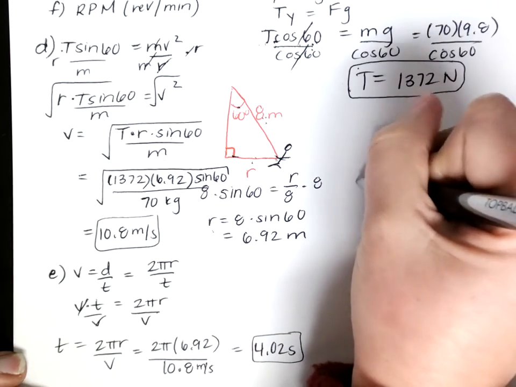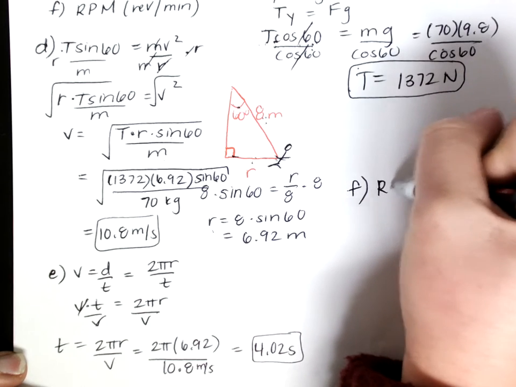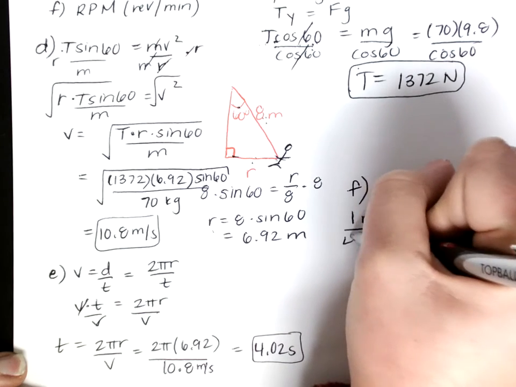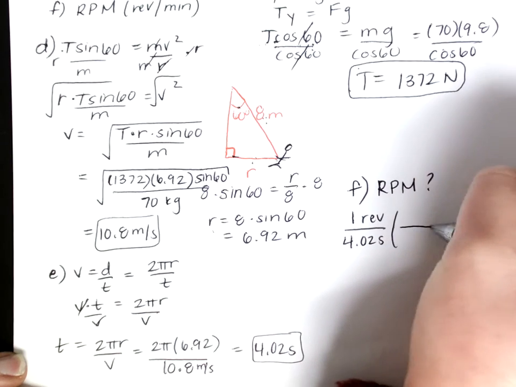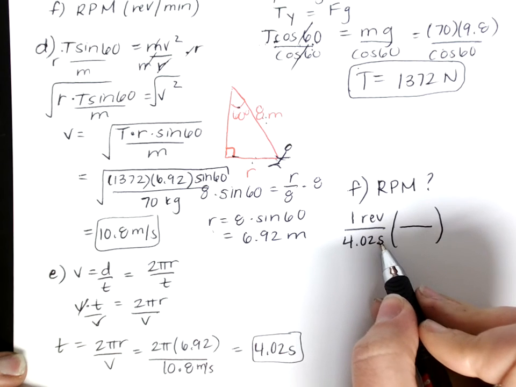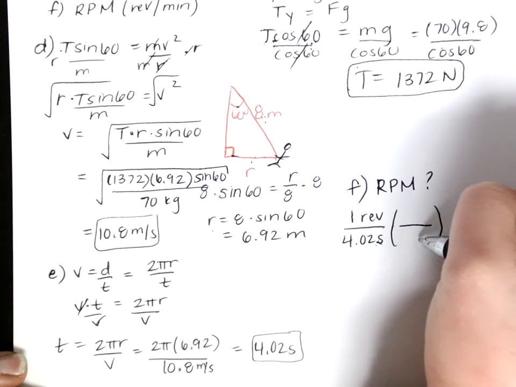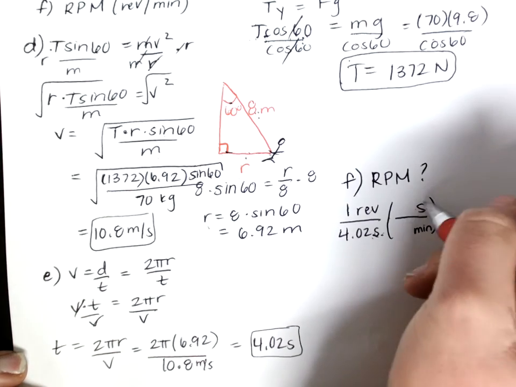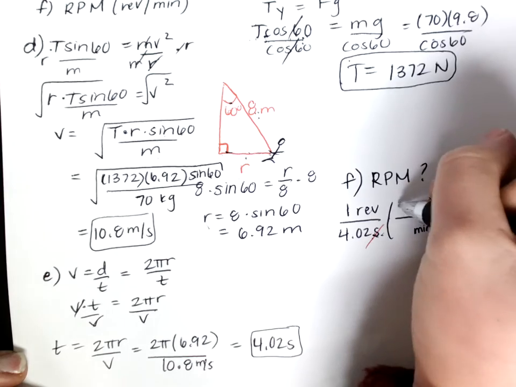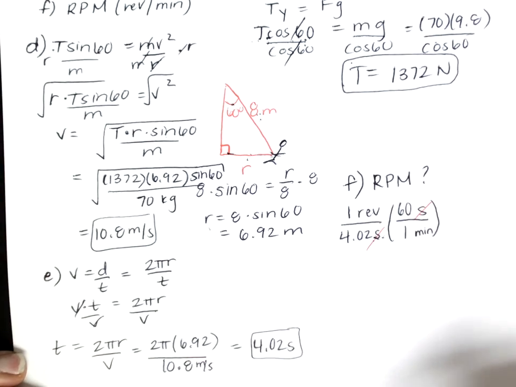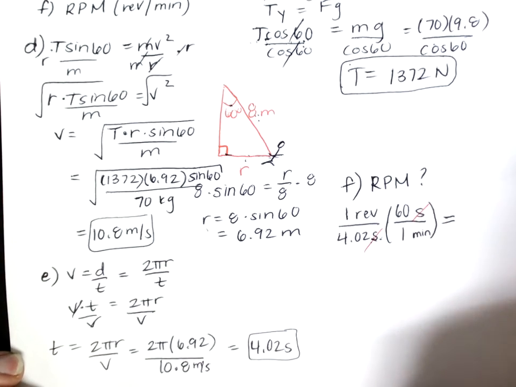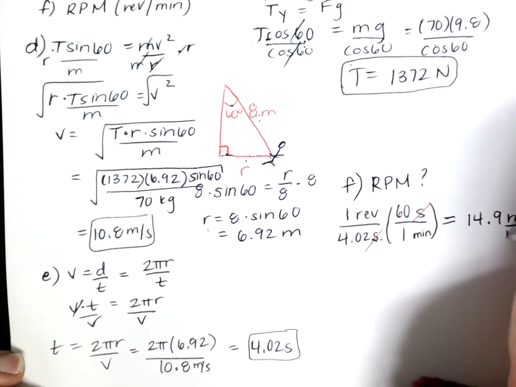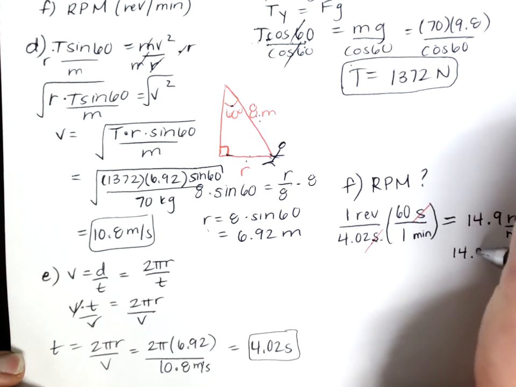Now if we want to figure out part F, which is revolutions per minute, we know that one revolution takes 4.02 seconds. Since seconds is on the bottom, and I want it to be revolutions over minutes, I'm going to put minutes on the bottom, and seconds needs to go on top so that it cancels out. We know there's 60 seconds in 1 minute. Okay, dimensional analysis. You guys know how to do this. And you get 14.9 revolutions per minute, which is otherwise written as RPMs.